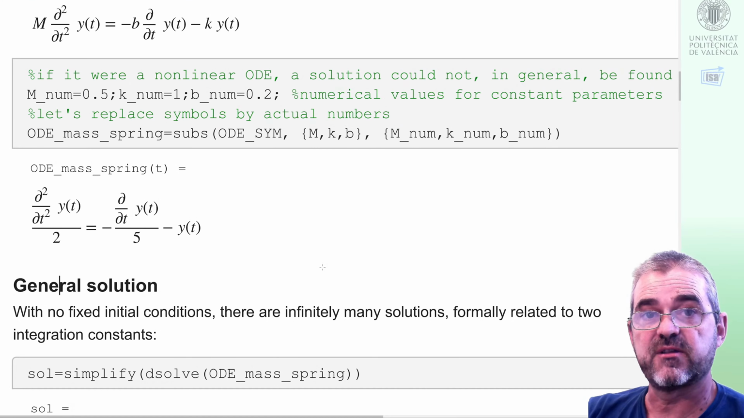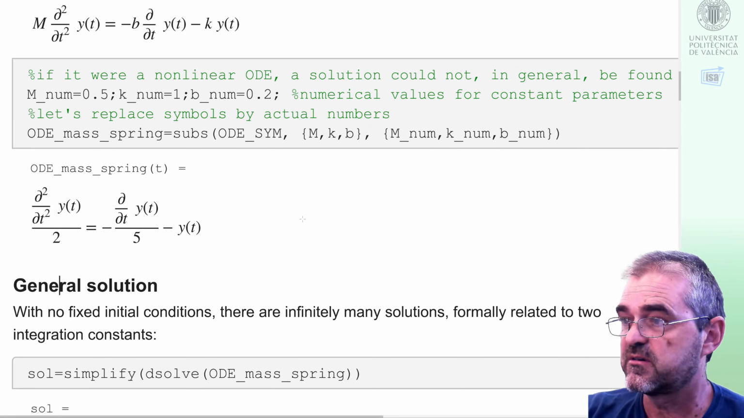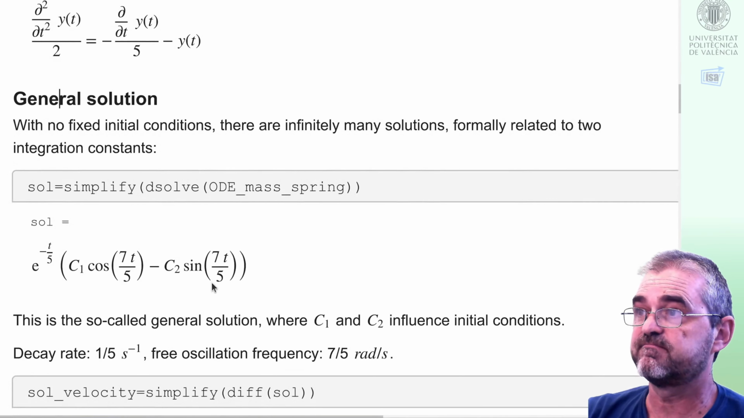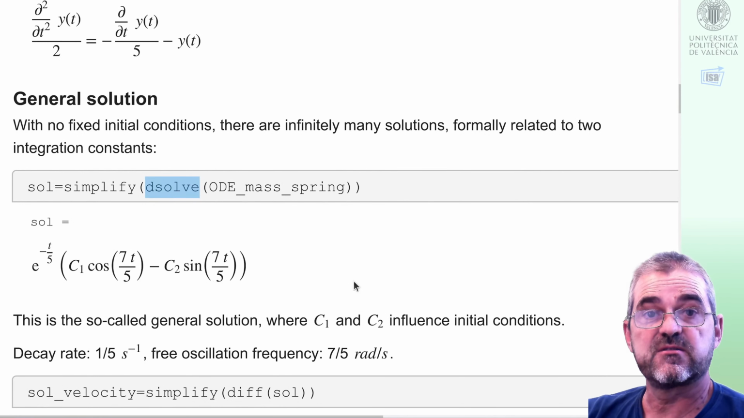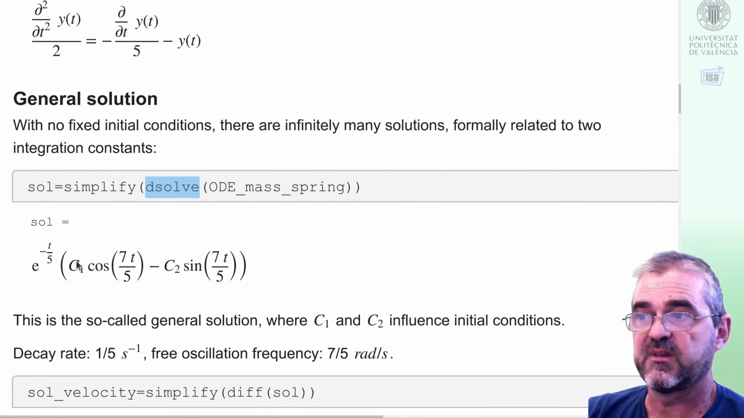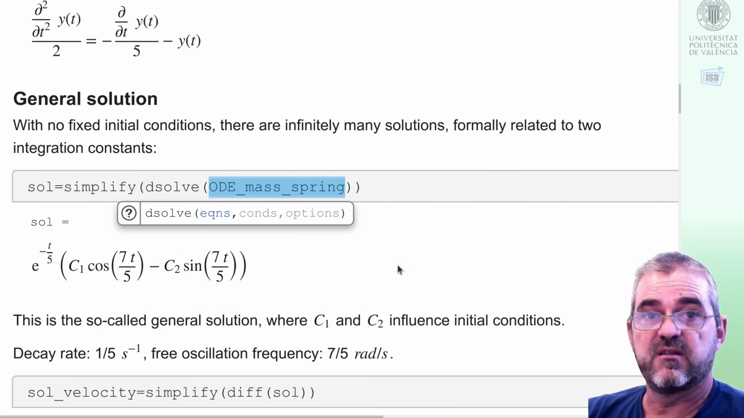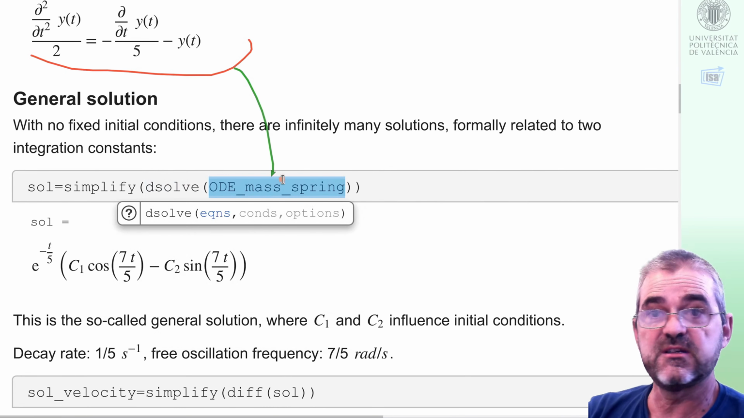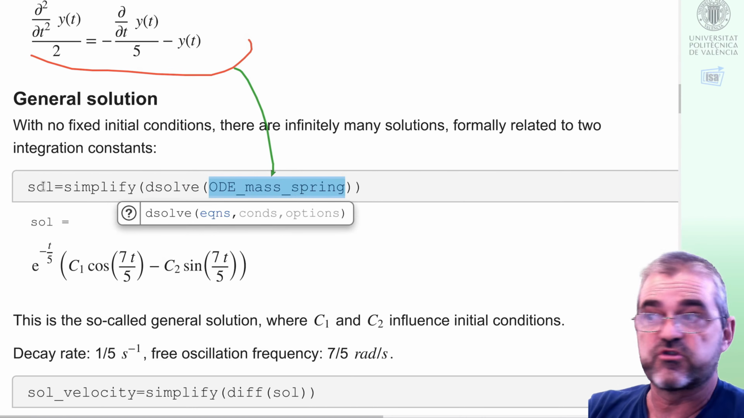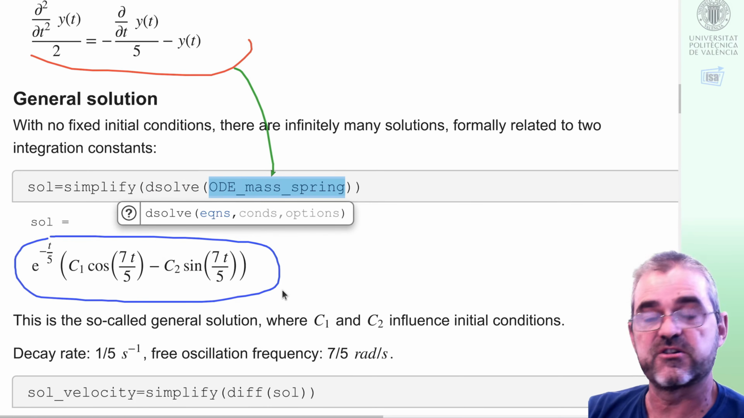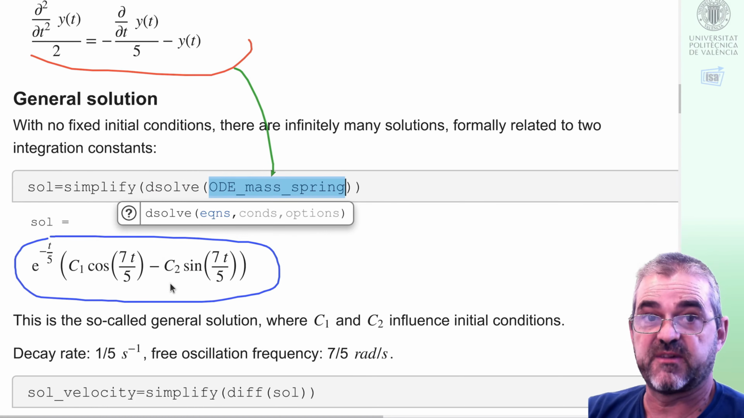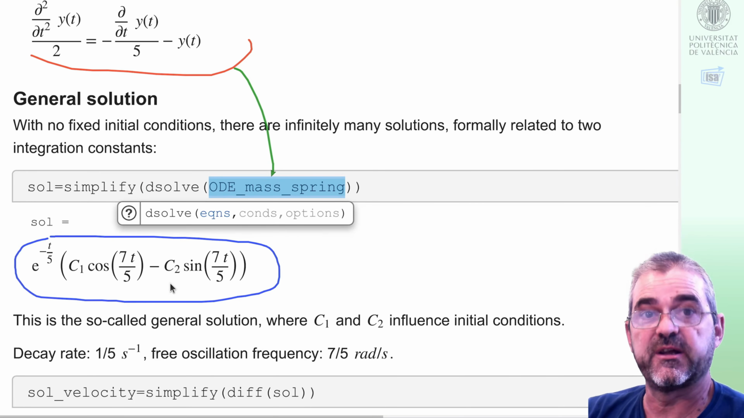The command that actually solves differential equations in symbolic toolbox is the dsolve command. You may look at Matlab's documentation for details on what this command does and how it's used. Anyway, here we just give the command this ODE, and the solution it provides is this thing here, some exponentials and trigonometrical functions. Why it's so, it's a matter of theoretical material we are not discussing here.